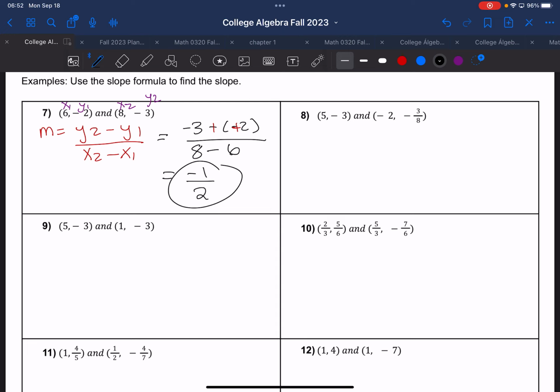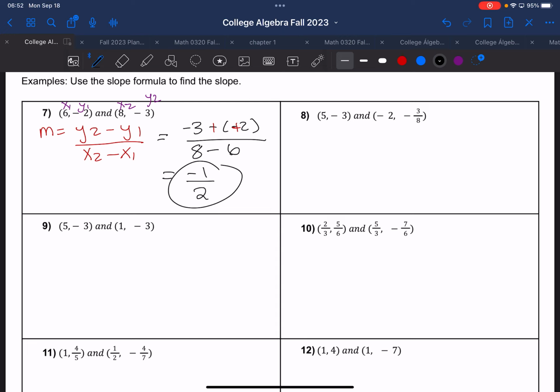The important part to remember is that these negatives, these minus signs, are part of our formula. So if you have to bring down a negative number and put it in the formula, it's always safe to put that negative number in parentheses.